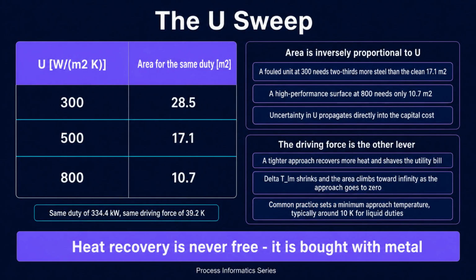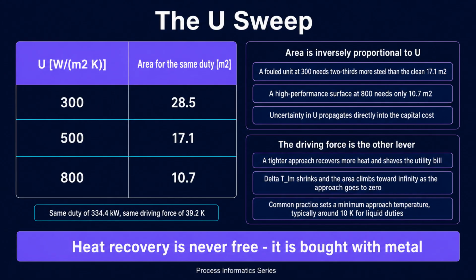Hold the duty and the driving force fixed and sweep U to see what that estimate is worth. At 300 watts per square meter Kelvin, the area needed is 28.5 square meters. At 500, it is 17.1. At 800, it is 10.7. Area is inversely proportional to U, so a fouled unit at 300 needs 2/3 more steel than the clean case, while a high-performance surface at 800 needs only 10.7 square meters. Uncertainty in U propagates directly into the capital cost, which is why the coefficient estimate of Chapter 1 deserves the care it got.